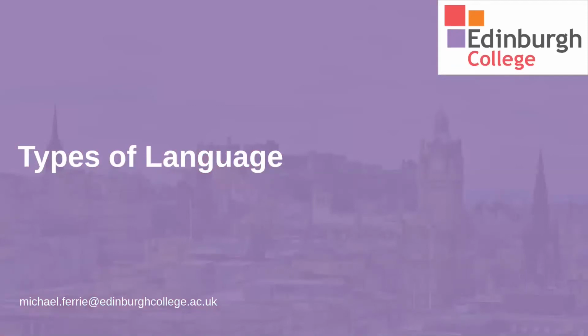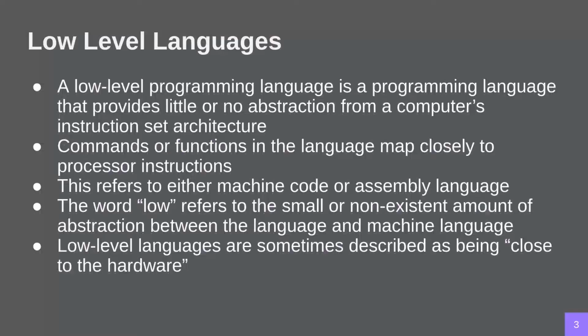When we think about the different types of language, we can use a couple of categories. For this particular unit, we need to know about low-level languages. Low-level languages are programming languages that provide little or no abstraction from a computer's instruction set architecture. So commands or functions in the low-level language map very closely to the processor's instructions.